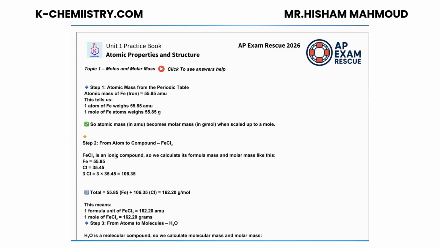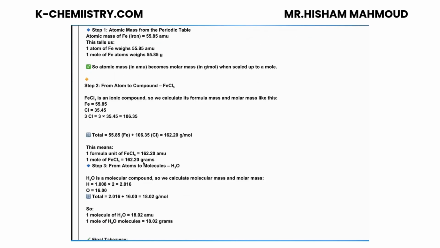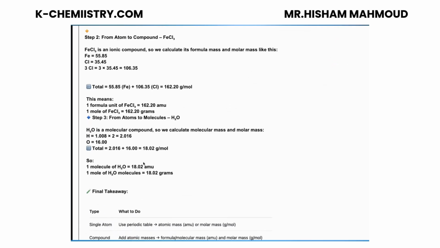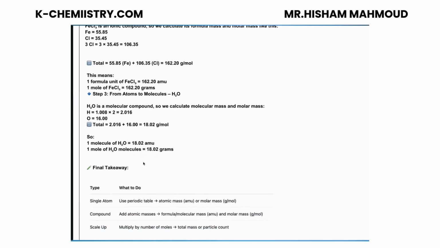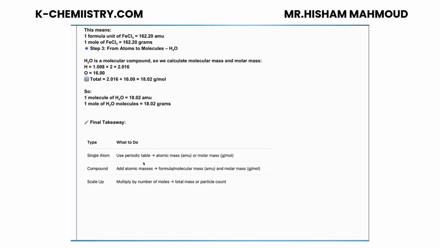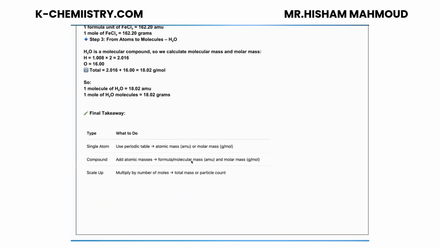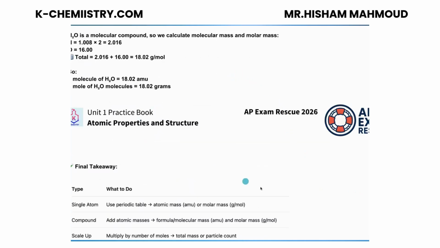Now, let's see what happens if I have a molecule. The difference is this is not an ionic compound now. This is a covalent compound. So water is a molecular compound. But the calculation method is exactly the same. I have a water molecule that's made from 2 hydrogen atoms and 1 oxygen atom, that's H2O.